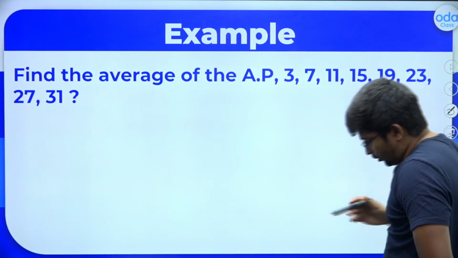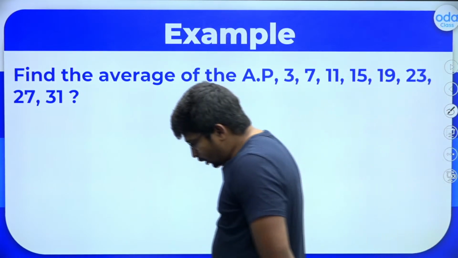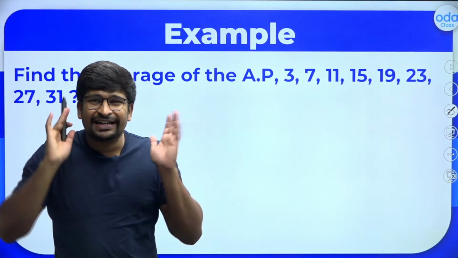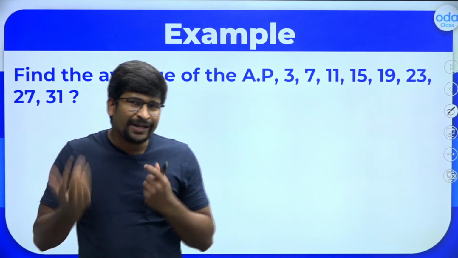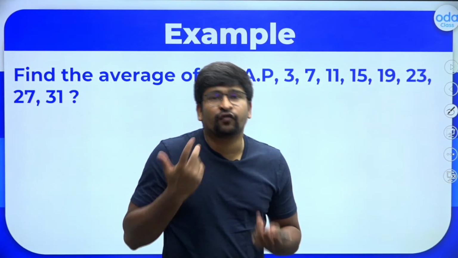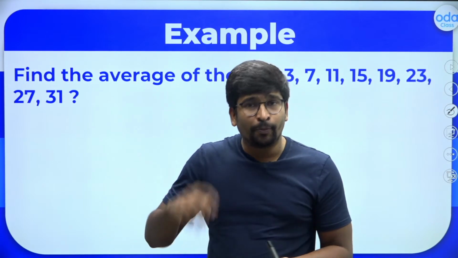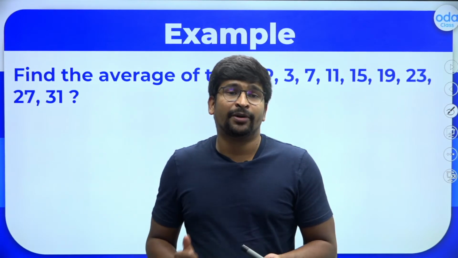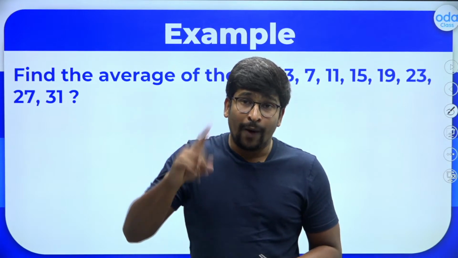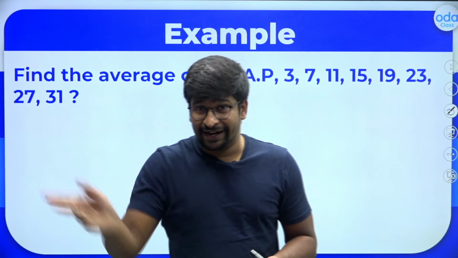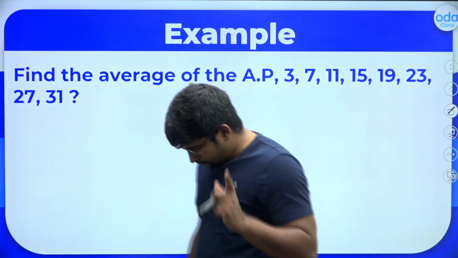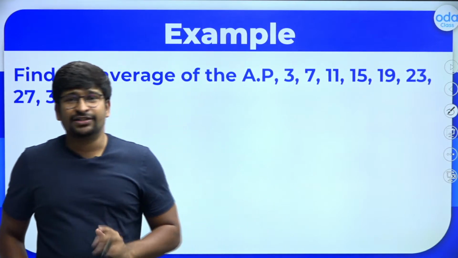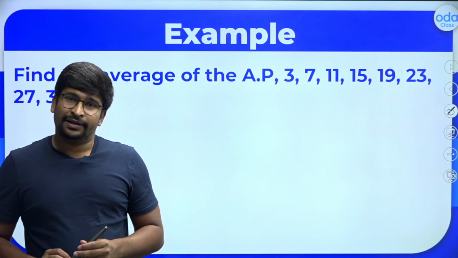Okay, now the next important thing is, you know how to find the average of normal numbers, right? What do you mean by average? How do you find the average of 1, 2 and 3? It is 1 plus 2 plus 3 divided by total number of numbers, which is 3. So which is 1 plus 2, 3 plus 3, 6 divided by 3, which is 2. That's how you find the average of normal numbers like that, right?